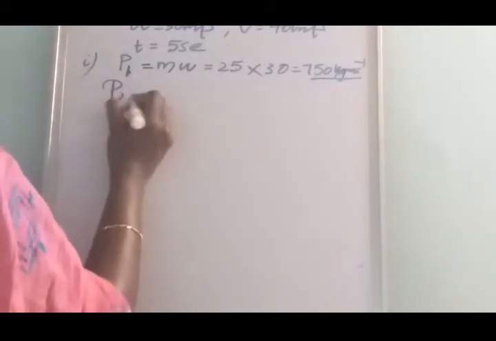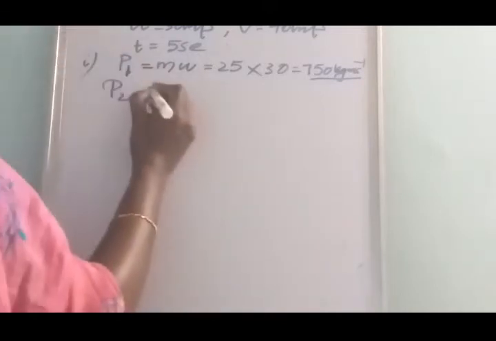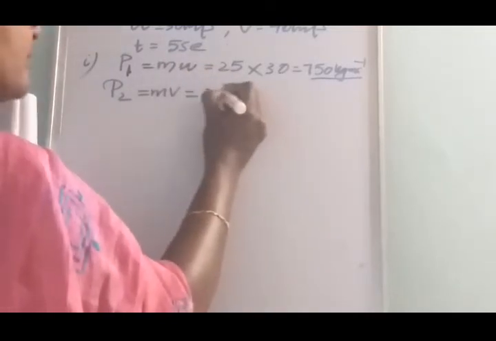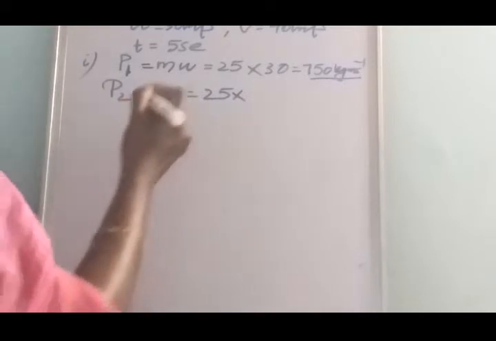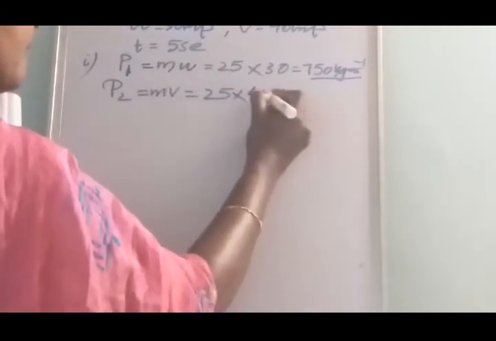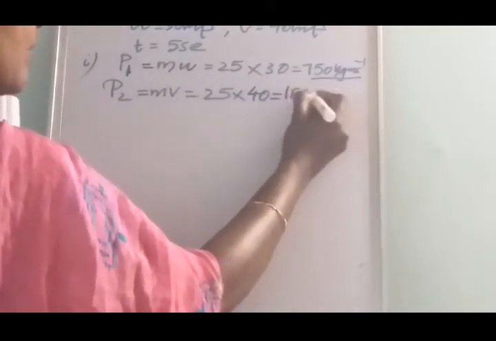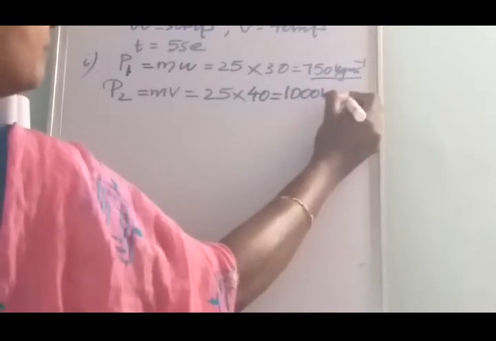Next we have to find the final momentum. It is P2. Final momentum is mass into final velocity. So the mass is 25 into the final velocity, which is 40. So we'll get 1000 kilogram meter second raised to minus 1, or kilogram meter per second. That is the final momentum.